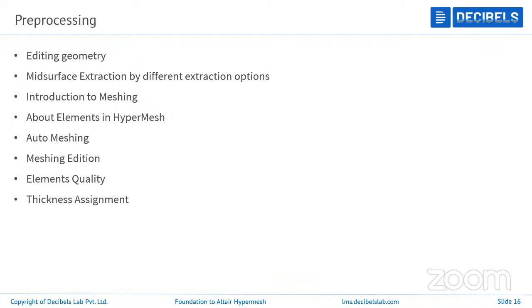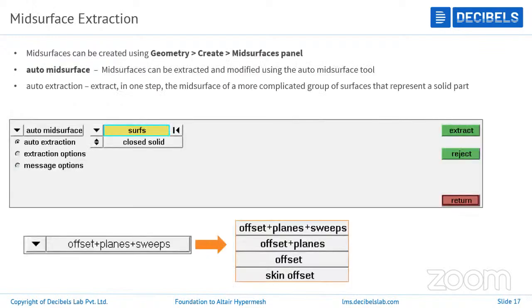We have to take care of that before extracting the mid surface. In the mid surface, I'm going to show what mid surface options are available for 2D meshing. Later on, we'll start the meshing, we'll clear the quality parameters, and we'll learn how to assign the thickness. Since we are doing 2D meshing, we are going to assign the thickness. So what is the thickness and how to assign it, we'll learn one by one. First, we'll start with the mid-surface extraction.